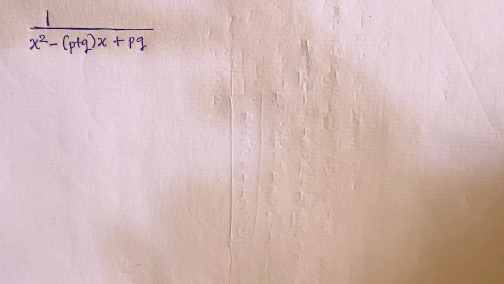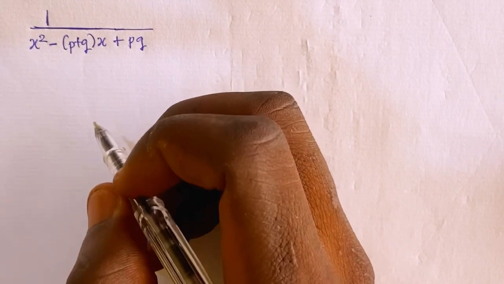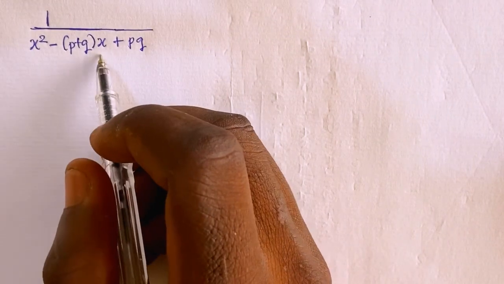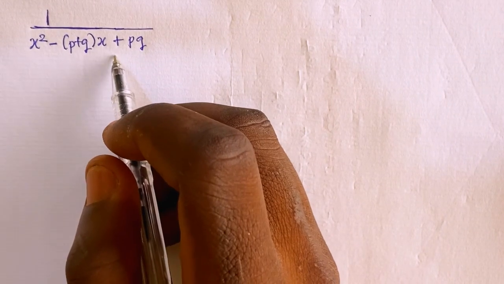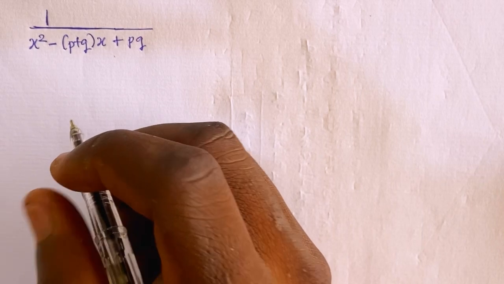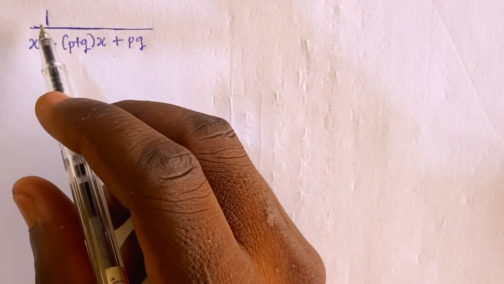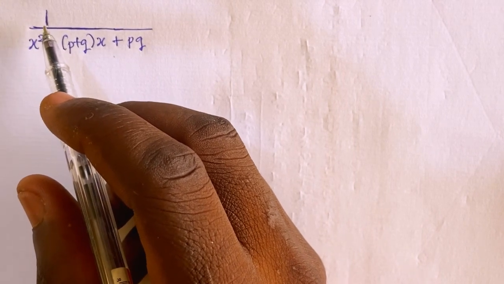In this video, I'll be solving another problem on partial fractions. Suppose you are asked to resolve this expression into partial fractions. If you look at this very well, this expression is entirely different from the one we solved earlier, but check the denominator very well. We can actually factorize this. The reason it is different from the one we solved earlier is the numerator. In this case, the power of x in the numerator is equal to 0.